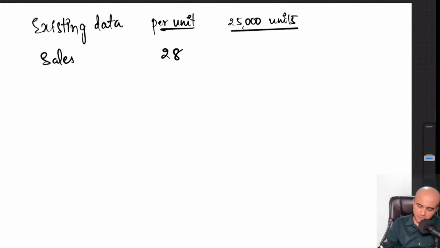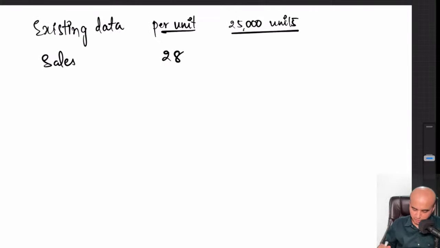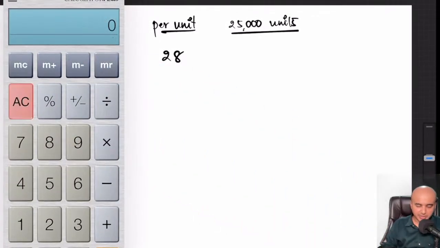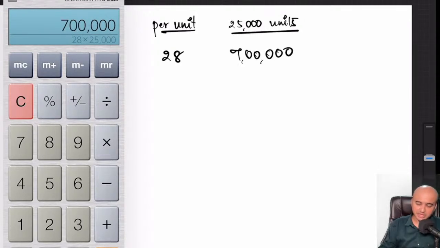Okay. So if I sell 25,000 units at the rate of 28 per unit, what would be my revenue? So 28, that is selling price per unit, multiplied by number of units which we are selling, which is 25,000, will give us 7 lakh rupees. That means my revenue based on the proposed budget will be 7 lakh rupees.